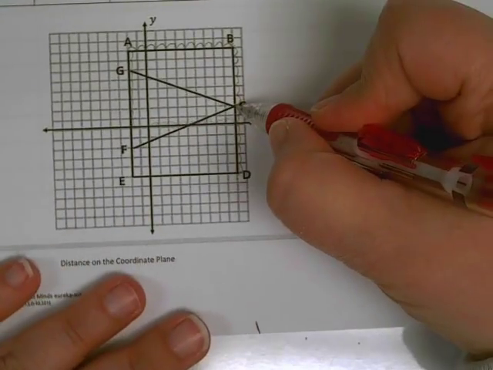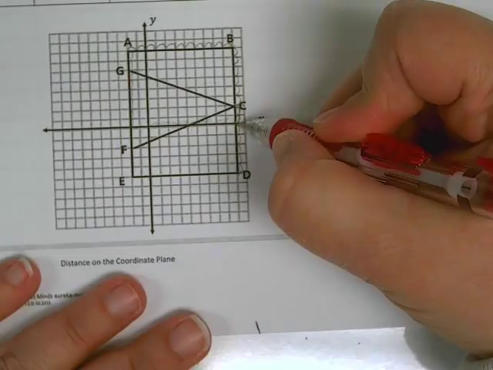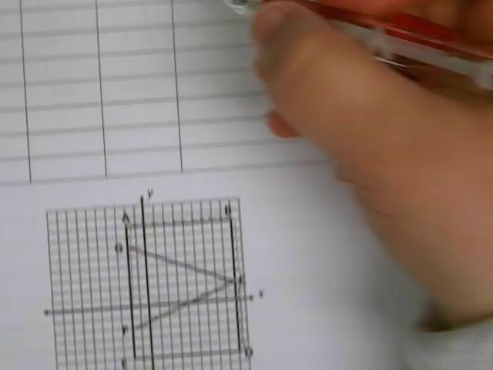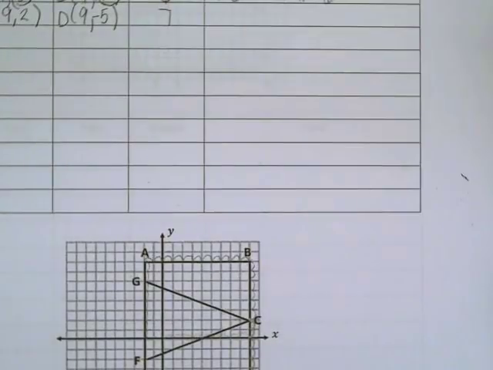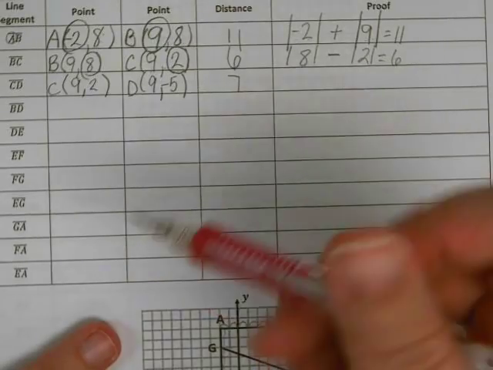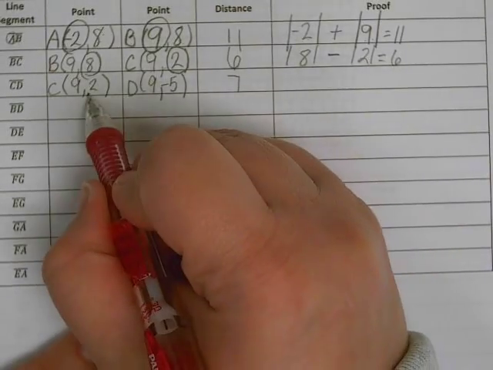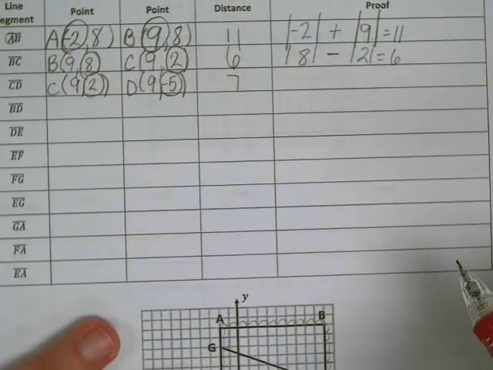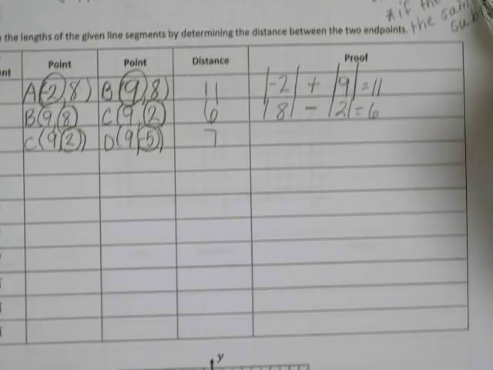Now I'm going to count the distance between C and D. 1, 2, 3, 4, 5, 6, 7. So my distance was 7. And then when I go to do my proof, my 2 9s match. So I'm going to look at my 2 and my negative 5. Over here, I'm going to check.